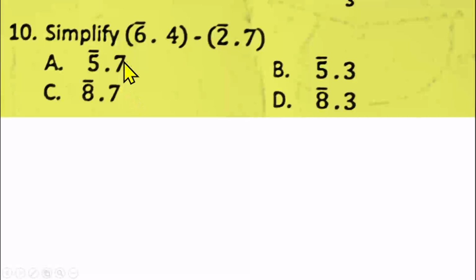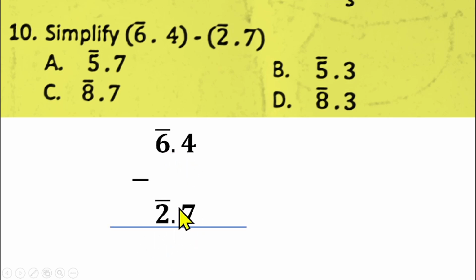Question number 10 is on the logarithm of numbers less than 1. That is where we have a number with bars. So we have to simplify bar 6.4 minus bar 2.7. So then we have to subtract this from this. We have bar 6.4 minus bar 2.7. Then how do we do that?